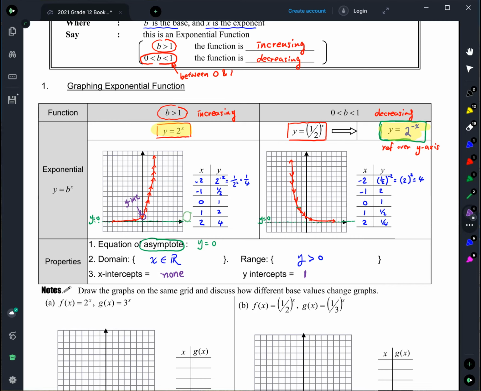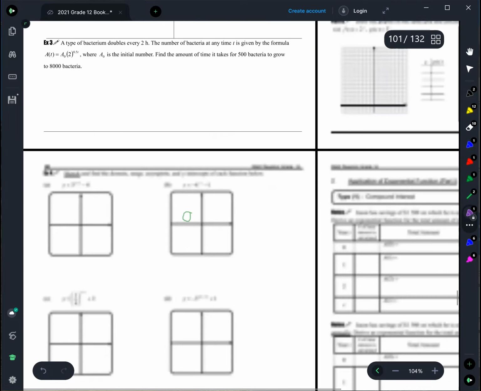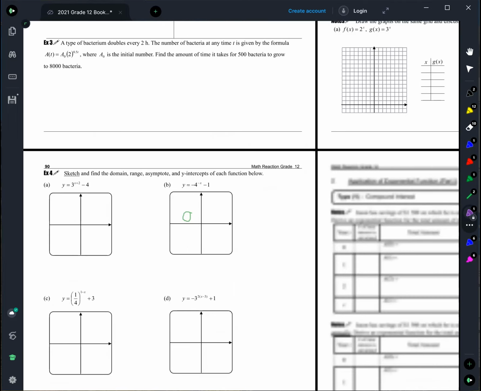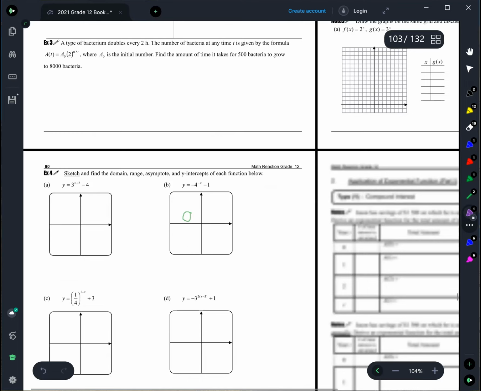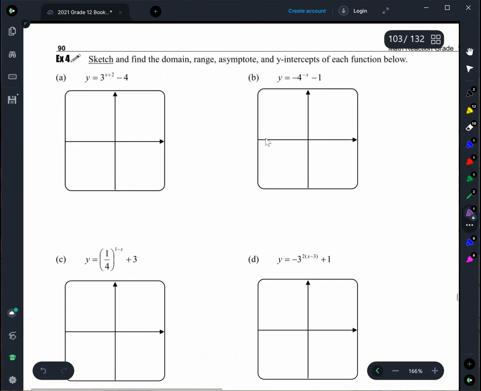All right, so let's move on. We're going to the next page and look at other graphs. Let me clear the drawing first. All right, so over here, it wants you to sketch, okay?